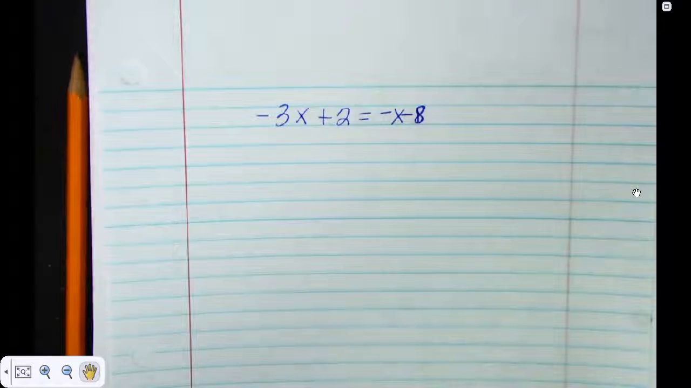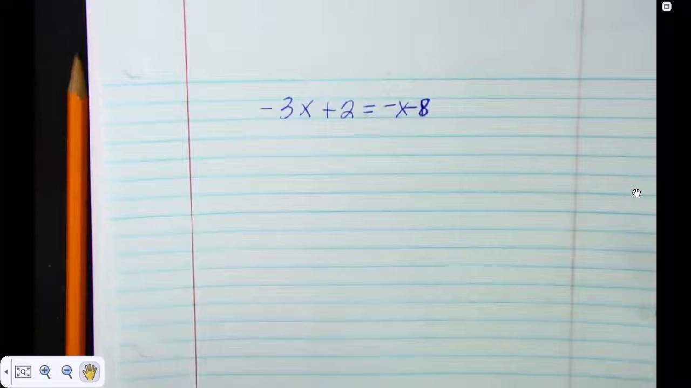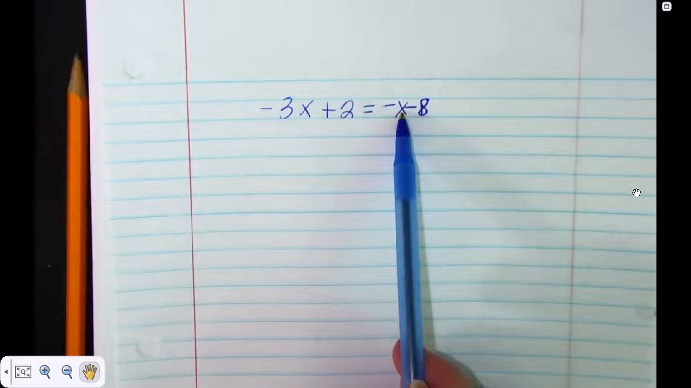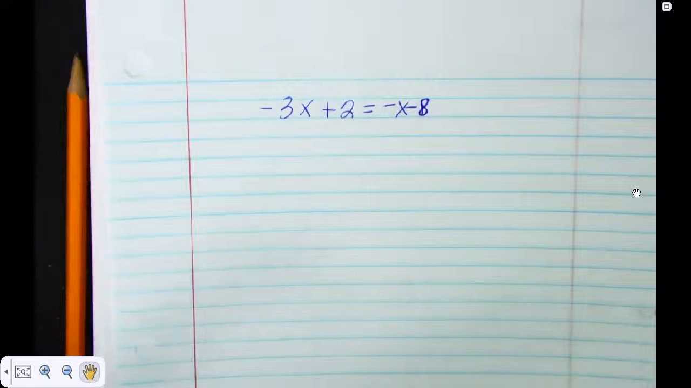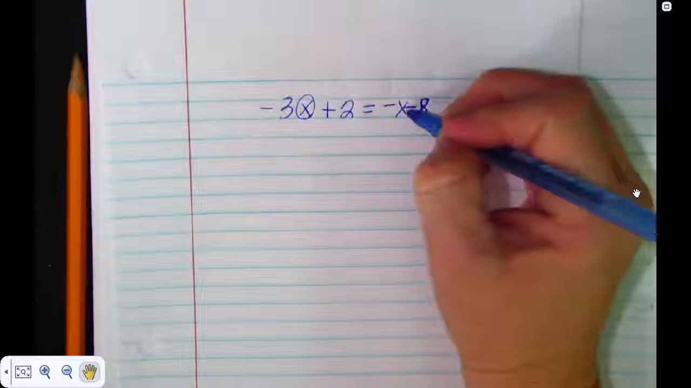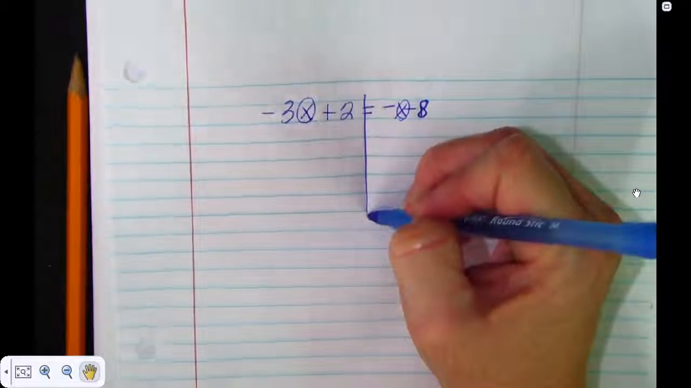There's only one more step that we're going to have to do. We're going to have to get all the variables on one side. We can put them on either side, but what I want to do is all of us do it the same way, put them all on the left side until we get really good at it. So circle your x's. Draw your river.